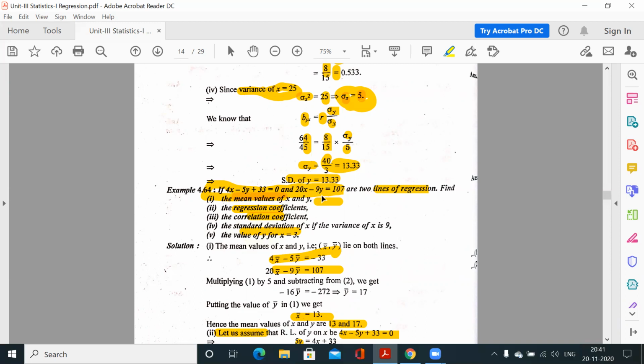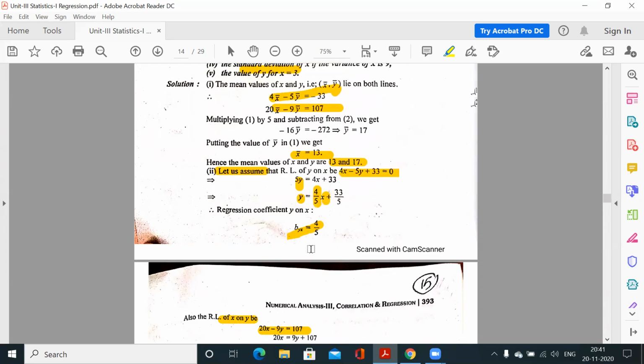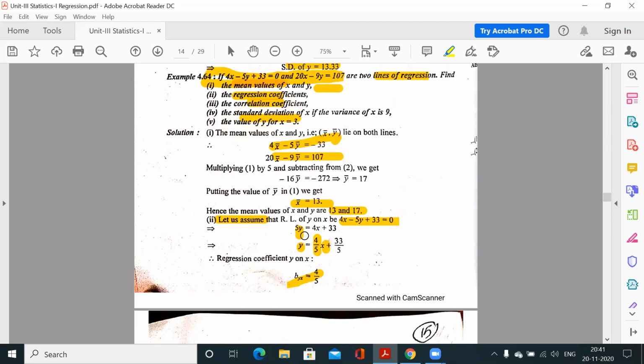So 20 by 9 is greater than 1, and 5 by 4 is also greater than 1. If you multiply these values, 5 by 4 into 20 by 9, the product would be greater than 1. So this property will not be satisfied. The product is again greater than 1, which is not possible. Clear? So our selection was wrong, and we have to swap our selection.